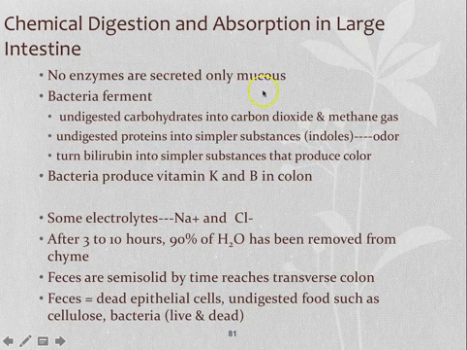The only thing that the large intestine is going to secrete is just enough mucus to help keep things moving along nice and smoothly. Again, we have lots of bacteria that are going to help ferment things. So different things that we cannot digest get converted into carbon dioxide and methane gas. Undigested proteins get broken down by these bacteria. That's what gives farts their smell, right?